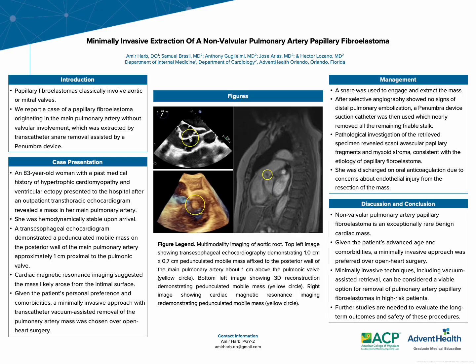Pathological investigation of the retrieved specimen revealed scant avascular papillary fragments and myxoid stroma, which was consistent with the etiology of papillary fibroelastoma. She was discharged on oral anticoagulation due to concerns about endothelial injury from the resection of the mass. From the center panel, you can see on the right image showing a cardiac MRI with a pedunculated mass circled by a yellow circle.